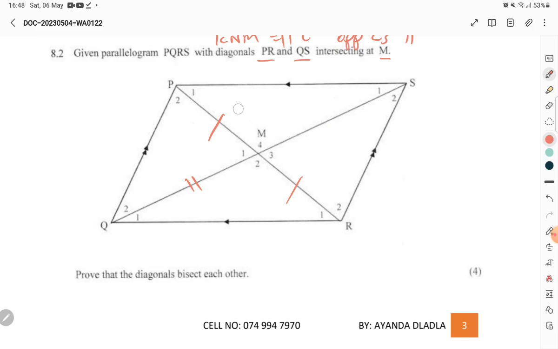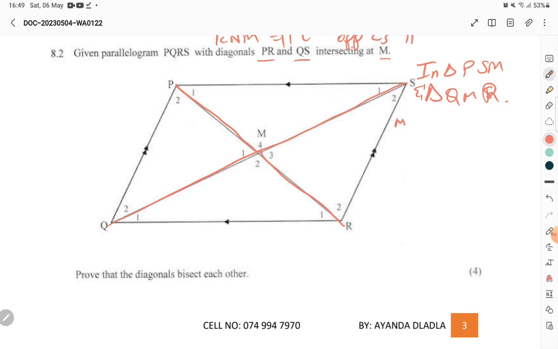So it is very unwise to use this one and this one. We cannot use the diagonal as a whole. It has to be something of this kind, and also that one. So let's prove these ones, the one that I just highlighted: in triangle PSM and triangle QMR, what do we notice here?